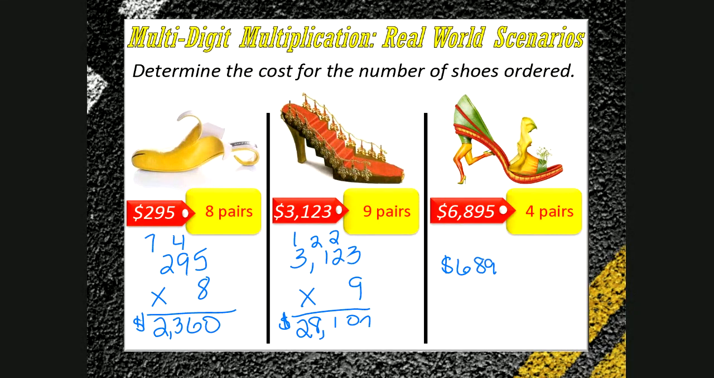Our next one is 6,895 times 4. And our answer would be $27,580.